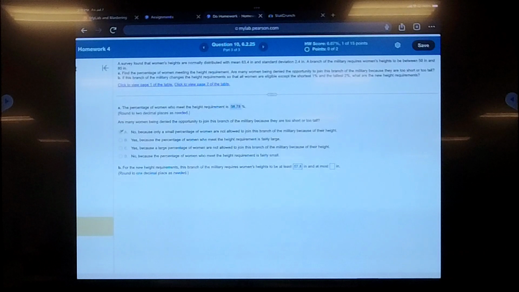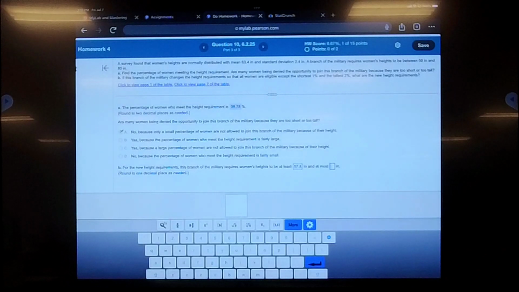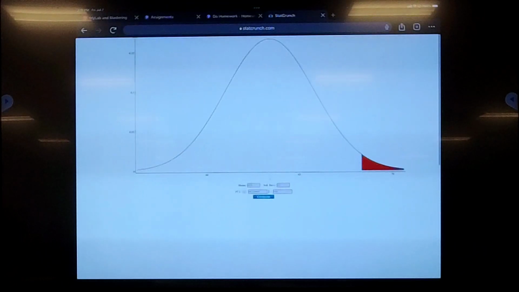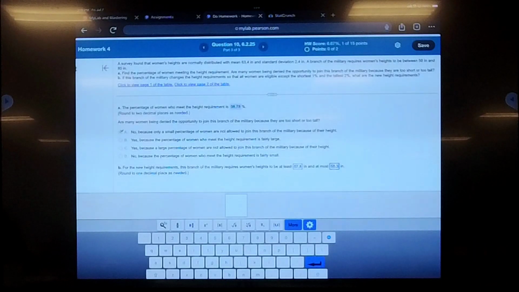So it's very helpful to have the picture in your mind, and when the problem is like this and it's just in words, you'll need a picture somewhere to help guide you. And the clue here was that it was the shortest 1%. That means we needed a 1% area on the left, and then the tallest 2%, we needed a 2% area on the right.